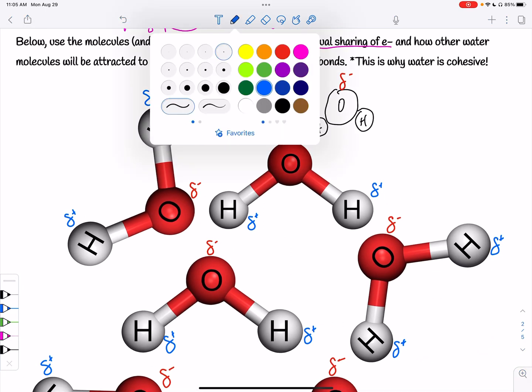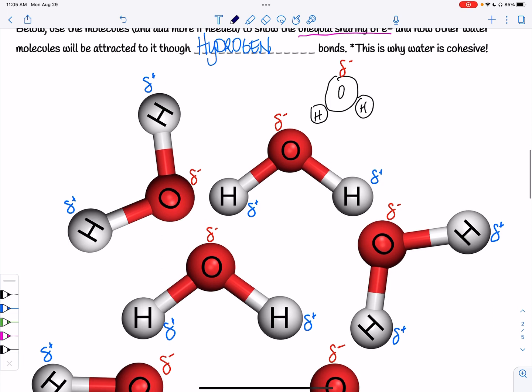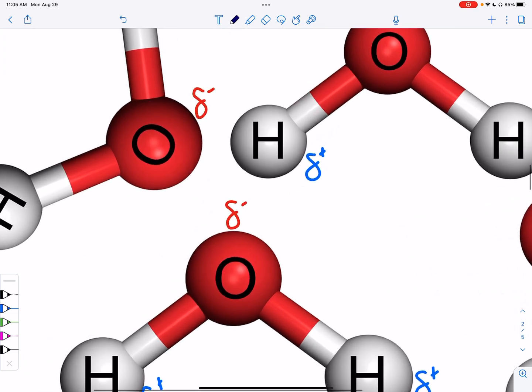And that's why in our water molecules, opposite ends of the water molecule will attract to other water molecules. And so I'm going to show the hydrogen bond attraction. I'll use the blue. So it'll look like this. Right, the positive end of hydrogen is attracted to the negative end of the oxygens.